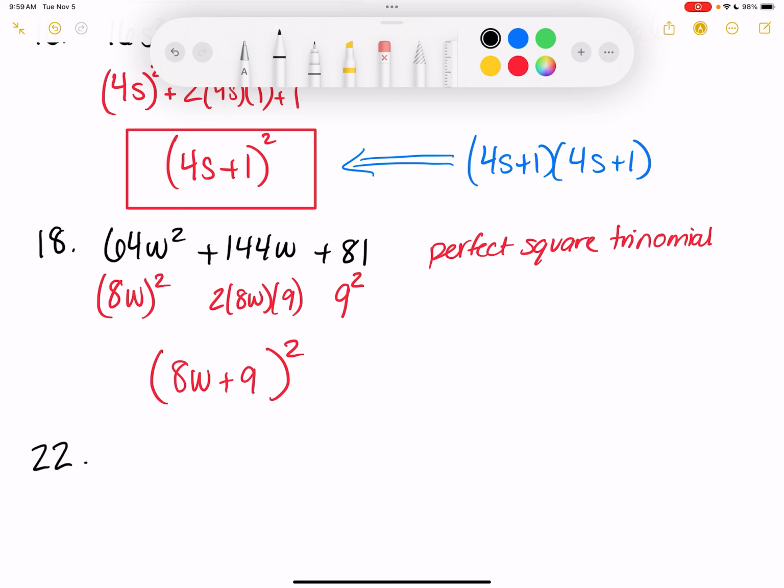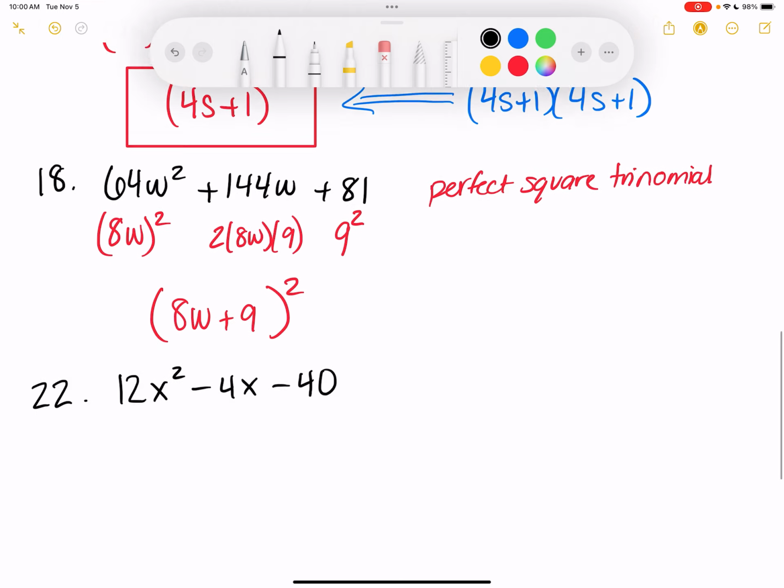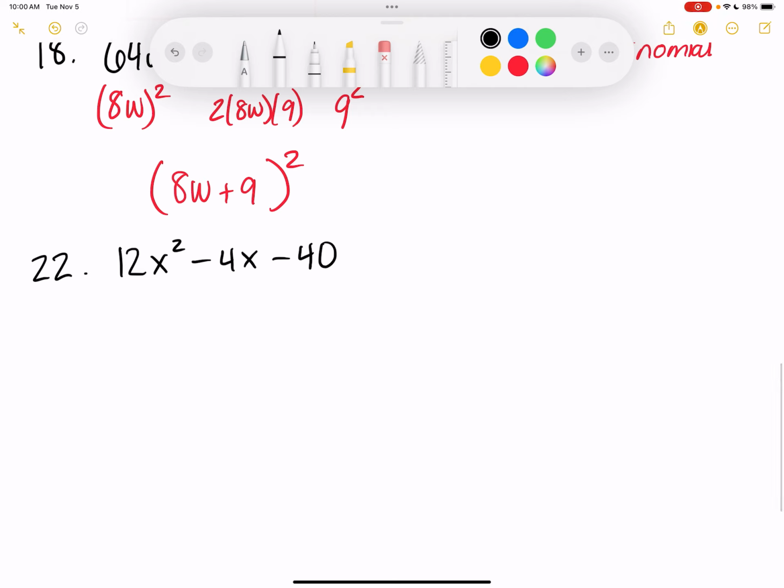So these aren't necessarily perfect square trinomials. Number 22, 12x squared minus 4x minus 40. Let me tell you how you're going to do this problem. What do all of these numbers have in common? 4. So the first thing we should always do is look and see, is there anything I can factor out before I actually start the problem? In this case, everything has a 4, so I can factor out a 4.